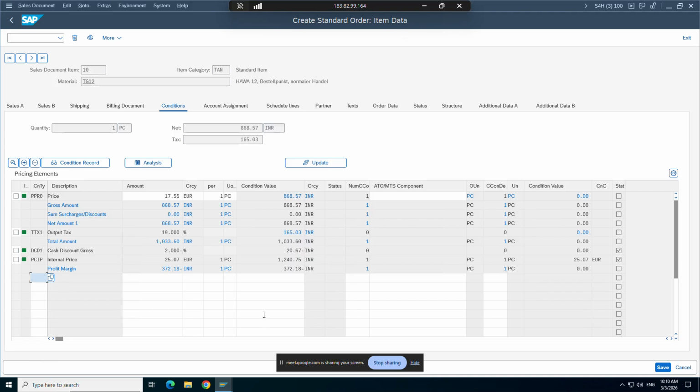This conversion rate data is completely controlled by the finance people. We sales people never interfere with that data: how much the conversion rate has to be and where it has to be maintained. We only see the pricing, and it is converted as per that value. That's fine, we don't bother about that.